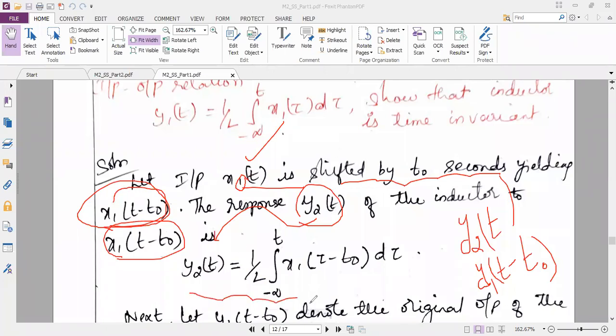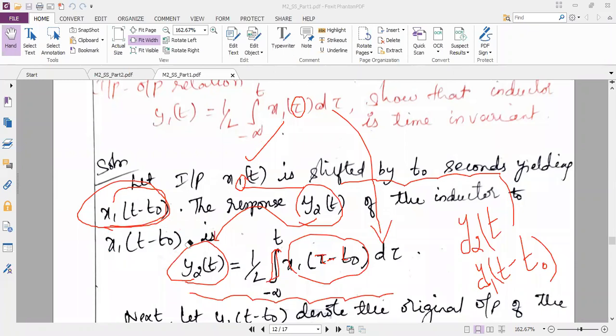From the question, we know that the output is related to the input in the form of integration. So I can write y2 of t is equal to 1 by L integration from minus infinity to t. Now here my input is not x1 of t, because I have assumed it is delayed. So as per the question, it is x1 of tau, so I will take it as x1 of tau minus t naught d tau. I hope you understood how we have formed the output y2 of t.